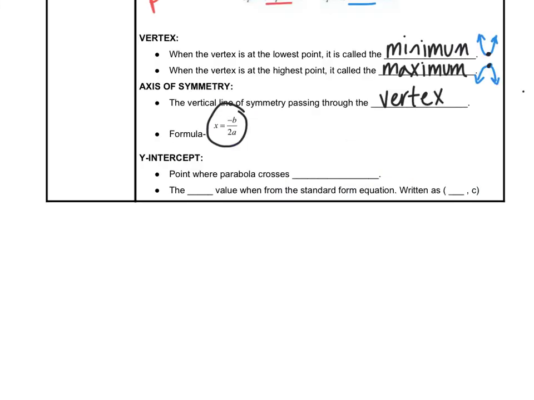We're going to talk about the y-intercept, which is the point where the parabola crosses the y-axis. It is the c value when it's in standard form, so we're looking at ax squared plus bx plus c. It's the constant at the end, and we want to write it as a point because it is a point. So it's going to be 0 because it's on the y-axis, comma, whatever the c value is.